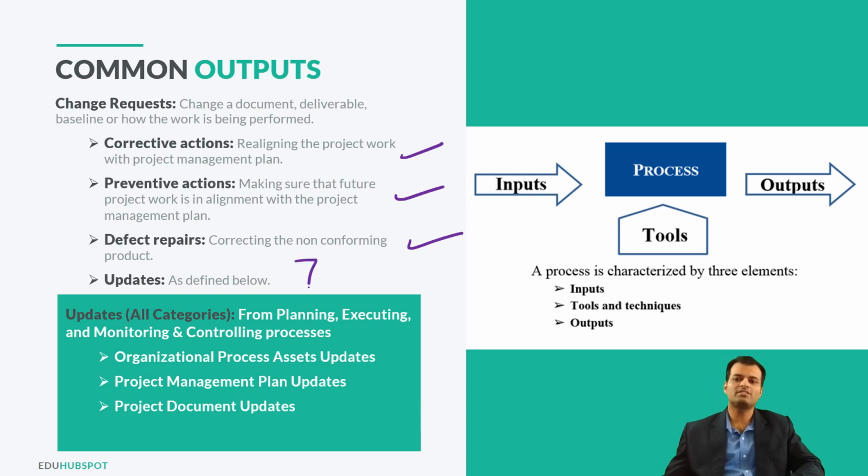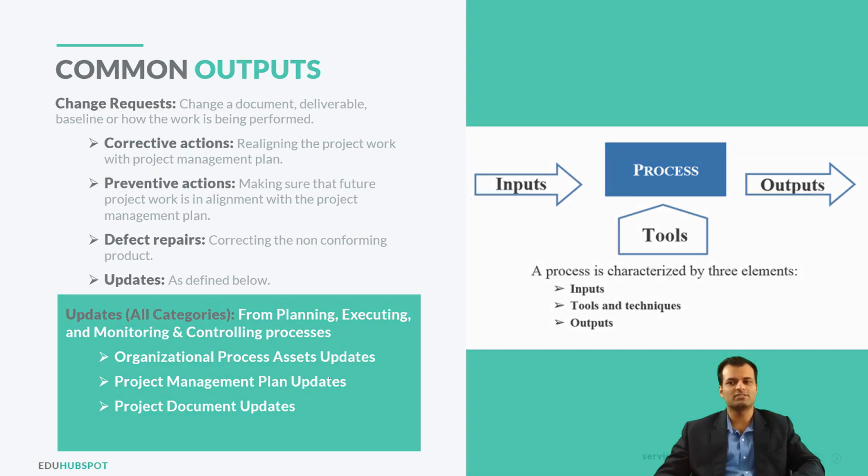And there is another common output, I would say, the updates. A lot of the time you will see that you are updating the organization process assets, or you are updating plan documents or other document updates. So updates happen all the time. We will be discussing these updates in much more detail when we get to the individual 49 processes.